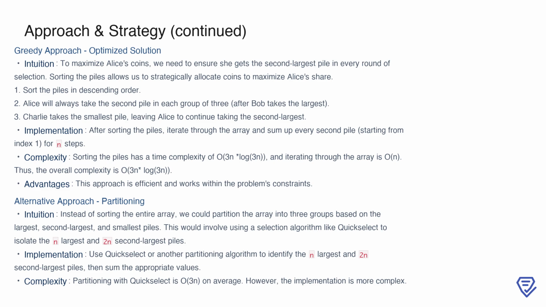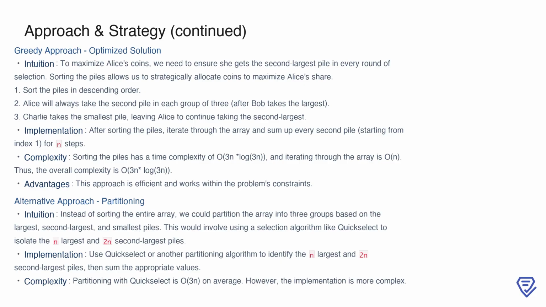The time complexity of this approach is dominated by the sorting step, which is O(3n) log 3n, while iterating through the sorted array adds just O(n), giving an overall complexity of O(3n) log 3n. This solution is not only efficient but also straightforward to implement.